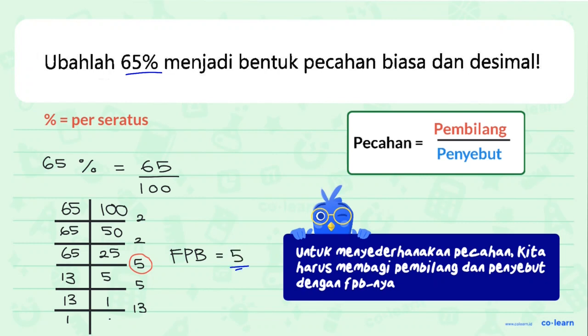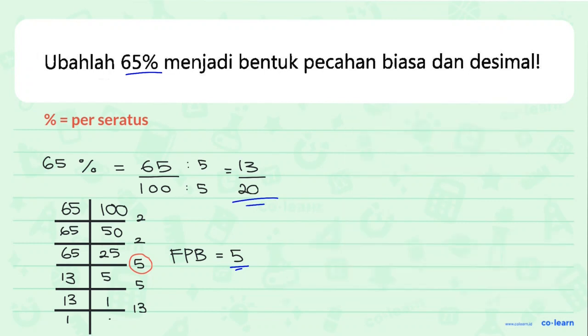So here we will divide by 5. Divide by 5 here, divide by 5 here. 65 divided by 5 is 13, 100 divided by 5 is 20. This is the simplest fraction, co-friend. Now we will determine the decimal. To find a decimal, we must divide the numerator by the denominator.